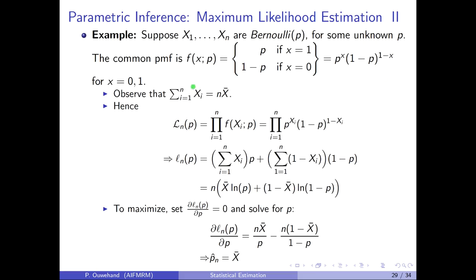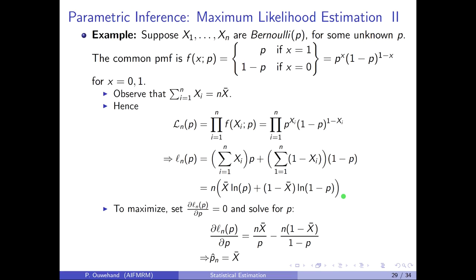Now observe that the sum of the xi's is simply n times the sample mean. The likelihood function is then the product of this function f evaluated at each of the data points, which is the product of p to the xi times (1 minus p) to the 1 minus xi, where i ranges from 1 to n. When we take the log likelihood function, this simplifies as follows. This bracket over here is simply n times the sample mean. And we have a similar simplification over here happening. And so the log likelihood function looks like this.